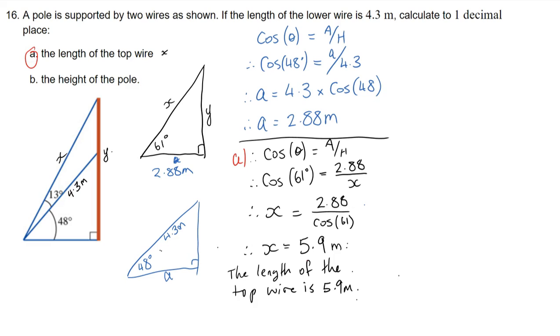Okay, so the length of the top wire is 5.9 meters, and I'm going to pop that in here too. So that's 5.9 meters, not x anymore. Okay, and then I've got to find the height of the pole, which is y. So that's B.